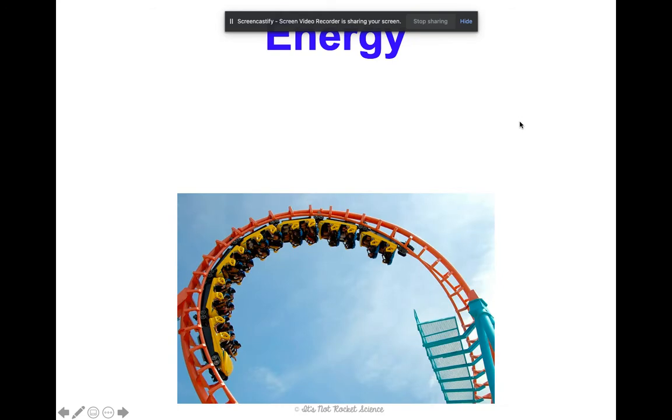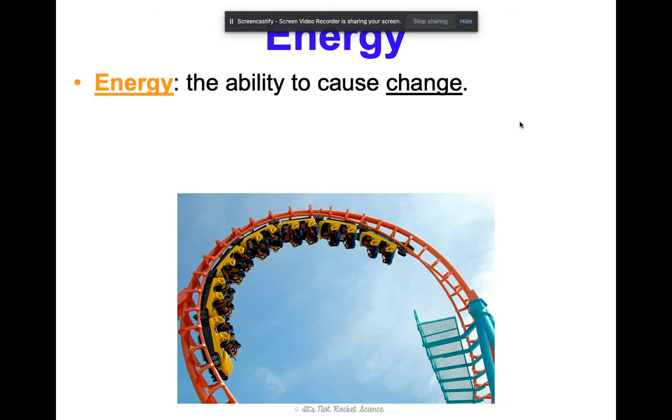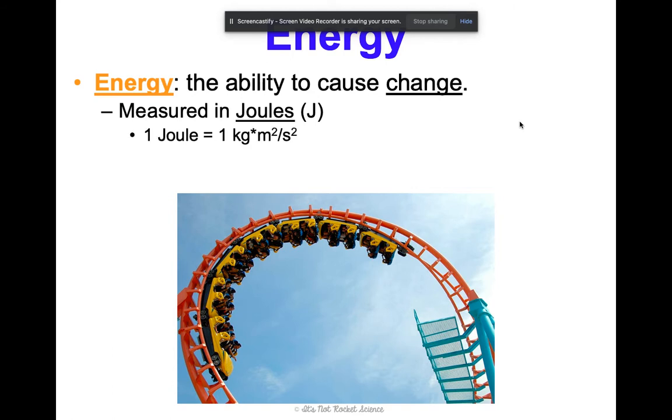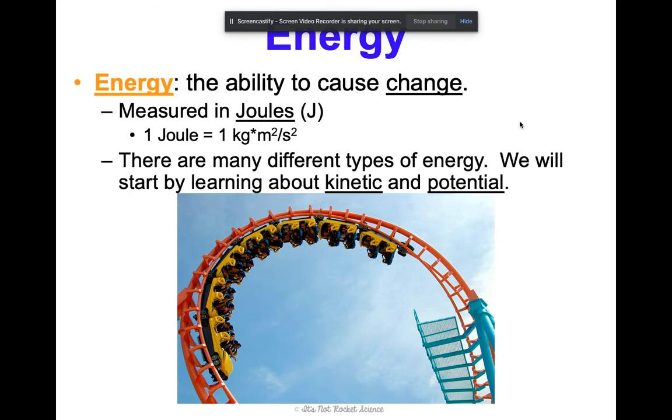We're going to go ahead and start talking about the nature of energy. Energy is the ability to cause change. It's measured in joules, which is someone's last name, so that J needs to be capitalized. It's a capital J as the short version. 1 joule is equal to 1 kilogram per meter squared per second squared.